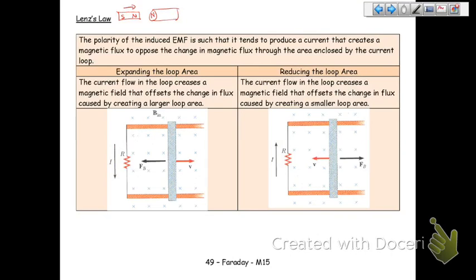If I was to try and pull the north pole away, then the coil would respond by saying, I'm going to try and keep you from moving away, so I'm going to make a south pole here to drag you back. Whatever you do, this thing tries to oppose the change magnetically. Okay, that's one approach. And the other approach is, you look at the change in magnetic flux.